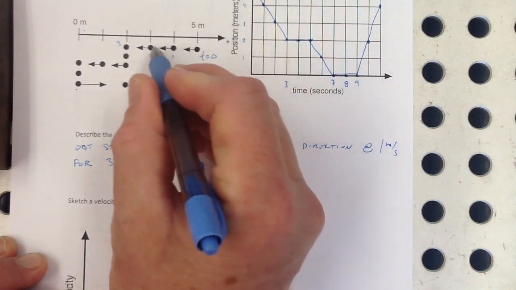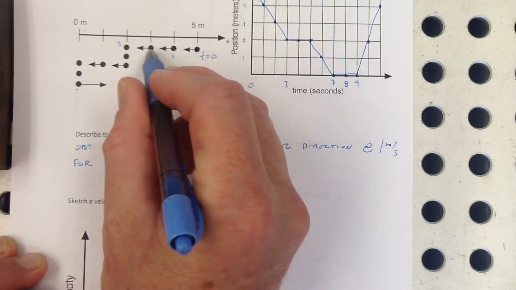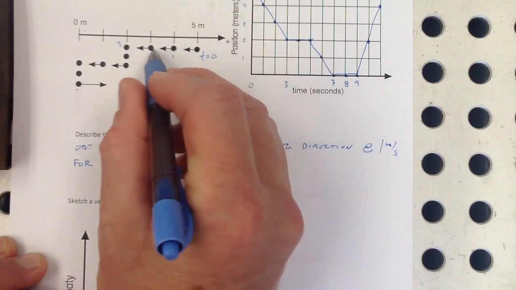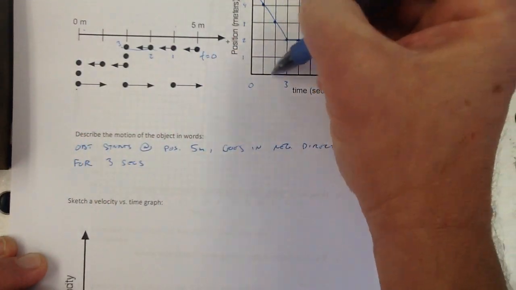If you're looking at this and thinking, wait, I thought there were 4 dots there, we're talking that a second is the space between this. This is 1, 2, 3, right? You can see that here also. It's 3 seconds from 0 to 3.